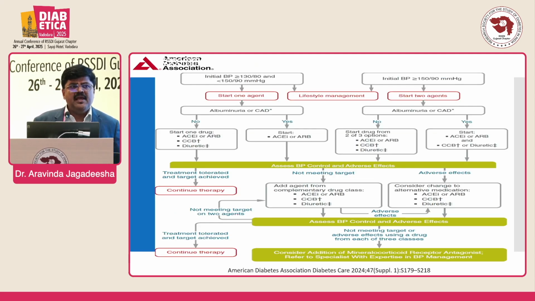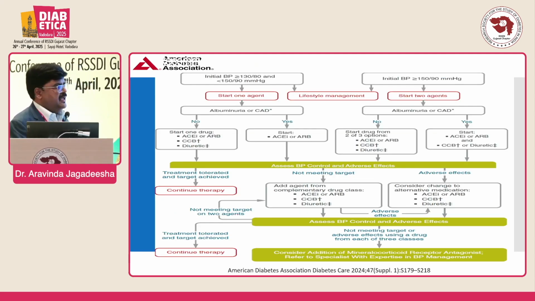So if you take the ADA guidelines, you can see this is a beautiful chart to say when to start, what to start, and what decision you can take. Simple: if the blood pressure is more than 130/80 and less than 150/90, start one agent. If albuminuria is there, start an ACE inhibitor or ARB. Otherwise, you can select from CCB and diuretics. Then if the control is not there, you can appropriately select.